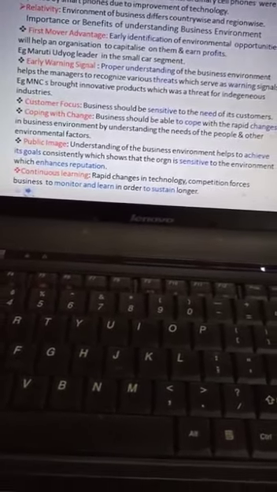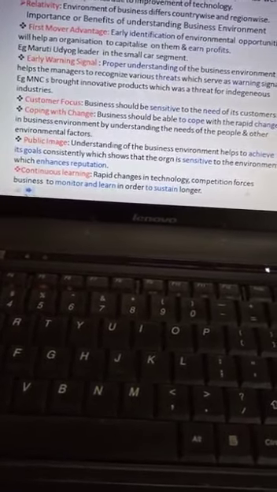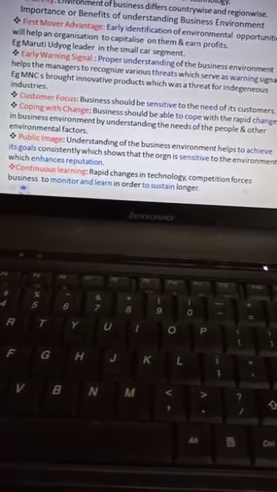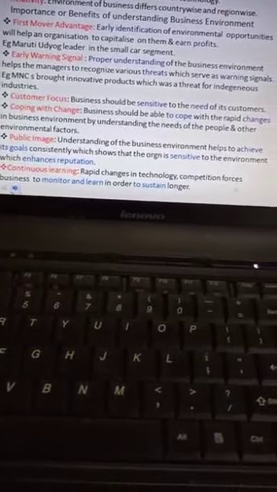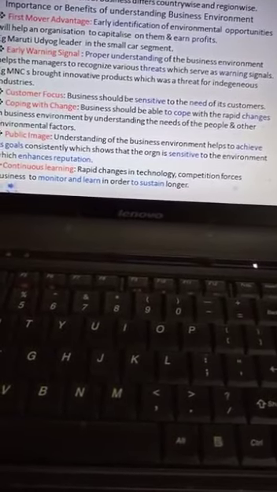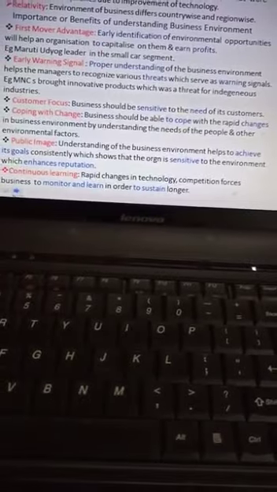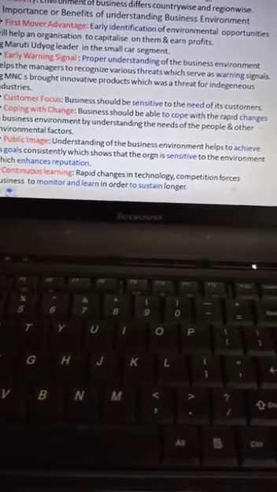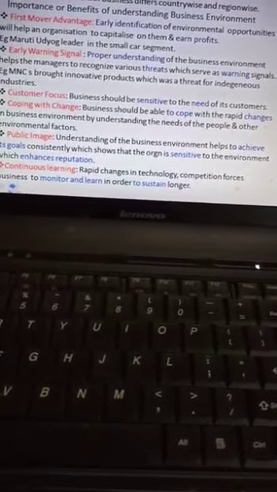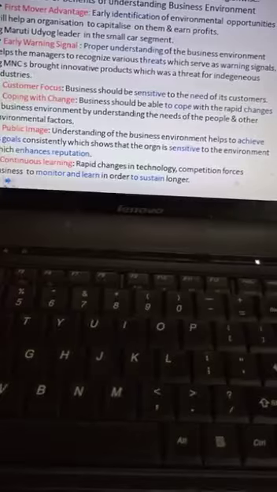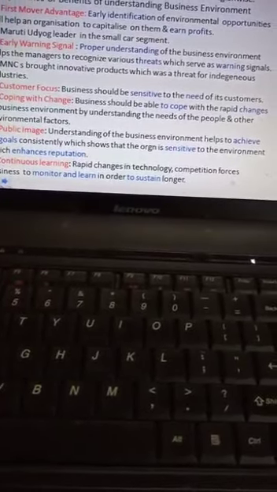We move to the next topic, that is importance or benefits of understanding business environment. Number 1, first mover advantage. Early identification of the environmental opportunities will always help an organization to capitalize on them and earn profits. I would like all of you to focus on these 4 phrases and words: early identification, opportunities, capitalize and earn profits.